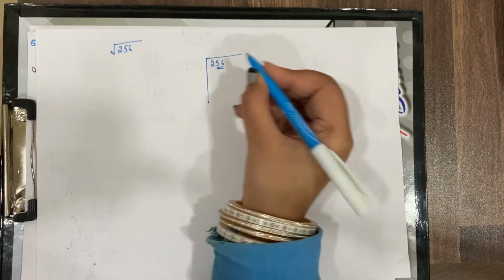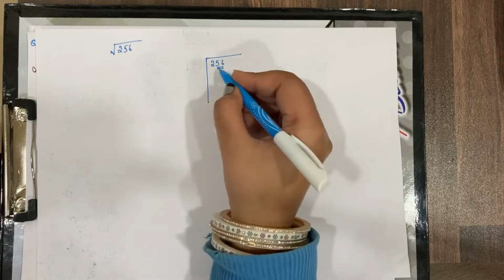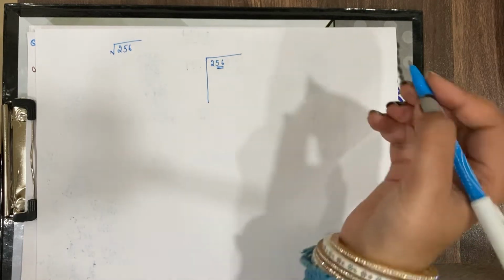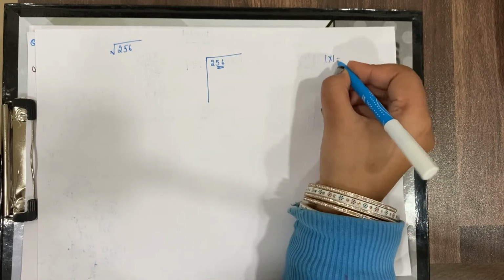पीछे से हम पेयर्स बनाना शुरू करेंगे. 56 का तो पेयर बन गया. The number which is left alone, it's okay. Let it be alone. On one side, write this.